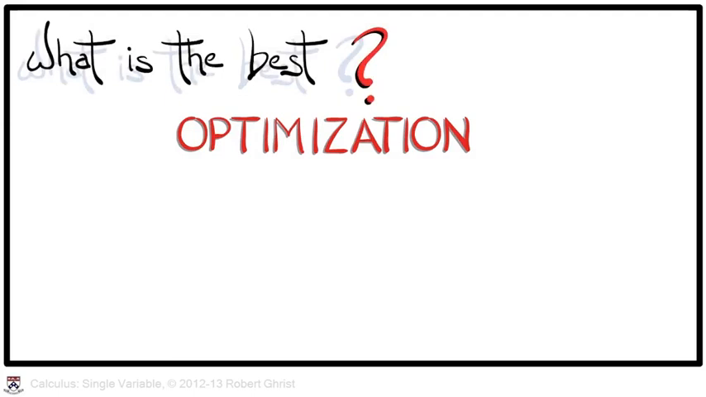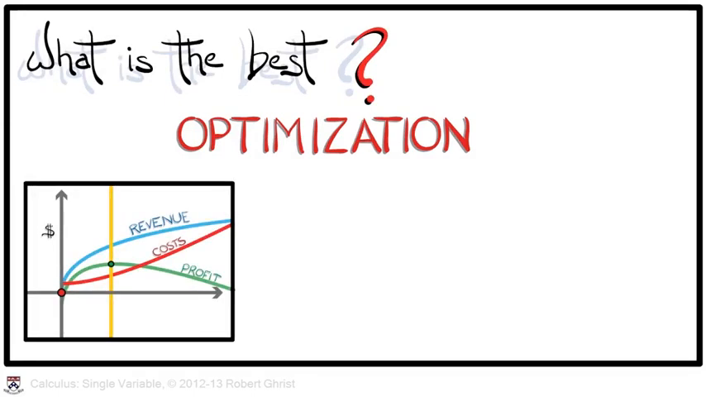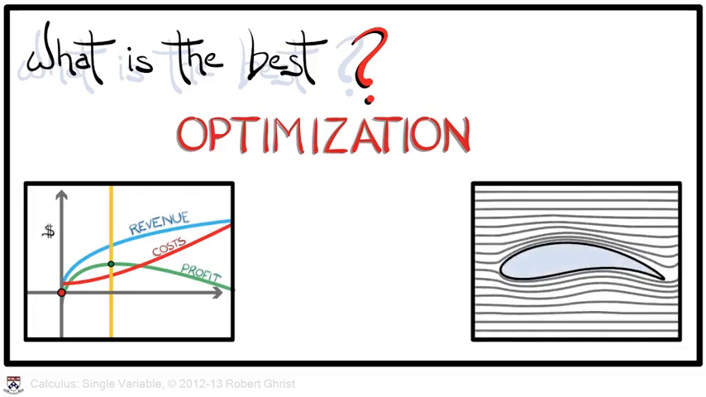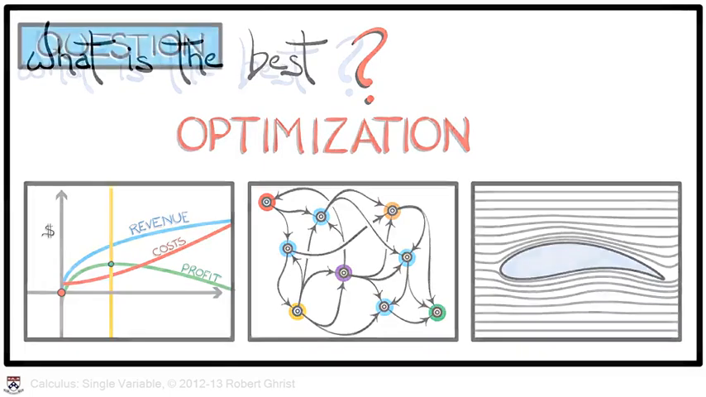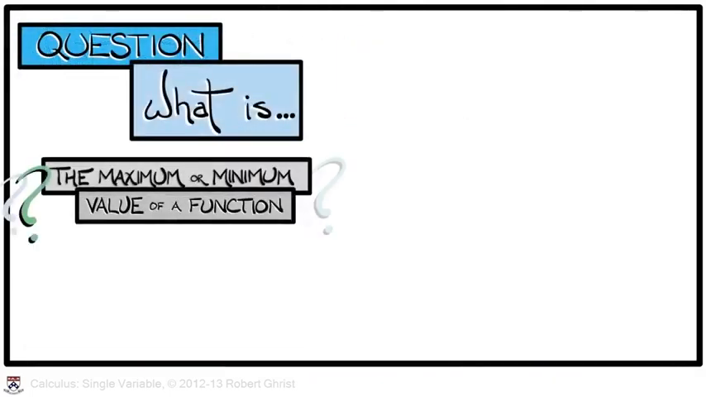In optimization, you ask, what is the best? How do you maximize profit? How do you minimize drag on an airplane wing? How do you find the best route through a complex network? These are all aspects of optimization. A simple question to which calculus can be applied is, given a function, what is its maximum or minimum value? Well, I'm sure you've seen something along these lines before, but let's step back and think for a moment.